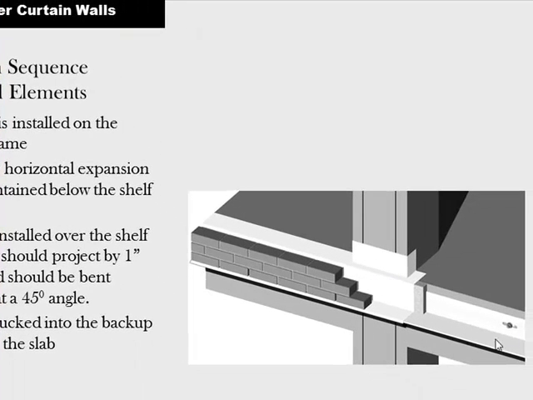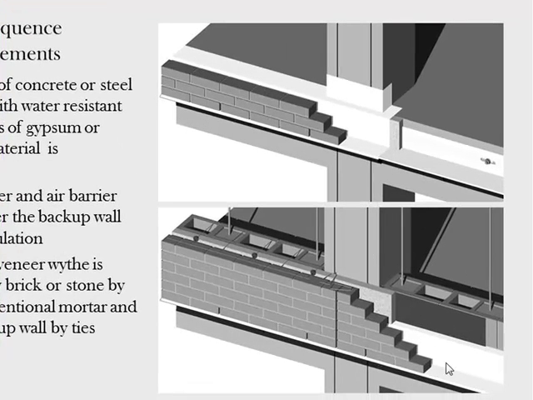Talks about the flashing. That's very important to make sure if any water does get back there, it won't touch the structure and it'll roll back out. This backup wall of concrete or steel studs is shown back here. You can see that.